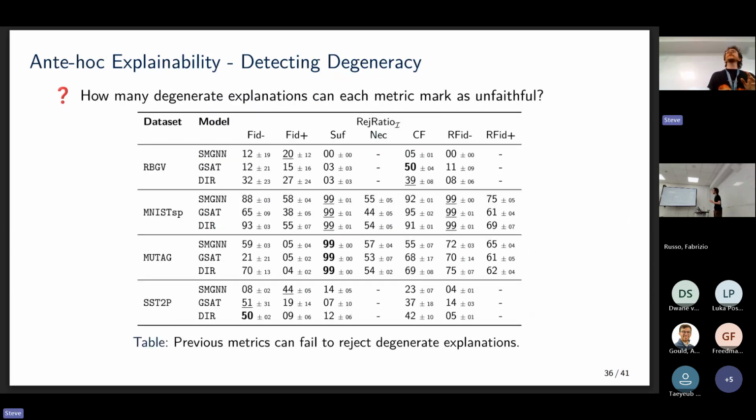The results are quite interesting, quite surprising, in the sense that in some cases, metrics can actually reject almost all degenerate explanations. So the metric is actually aware that the given explanation is unfaithful. But the surprising bit is that for pretty much every previous metric, you can find at least one or two data sets where around 0 explanations are rejected, meaning that the metric did not manage to mark this degenerate explanation as unfaithful. And that's a big hole, because then you cannot trust these metrics, right?